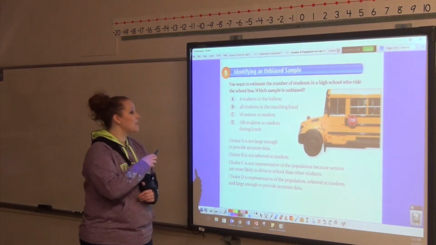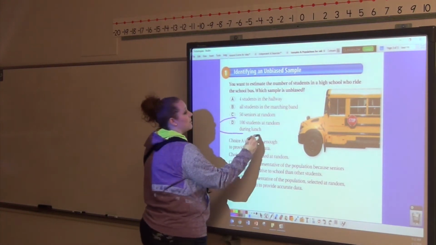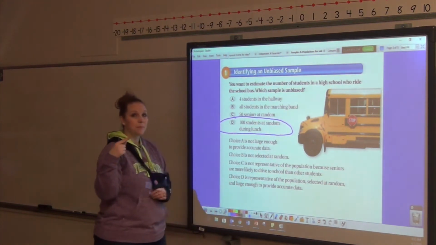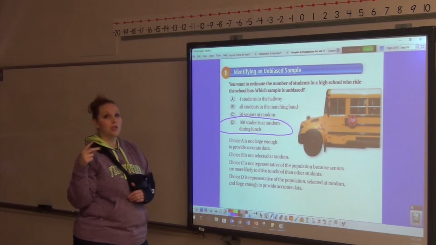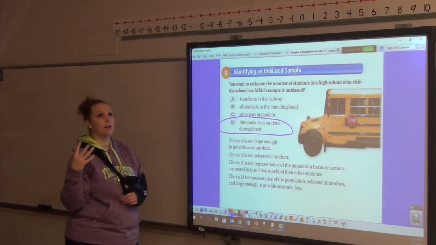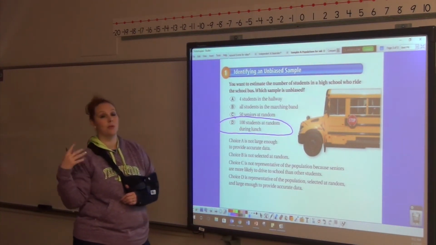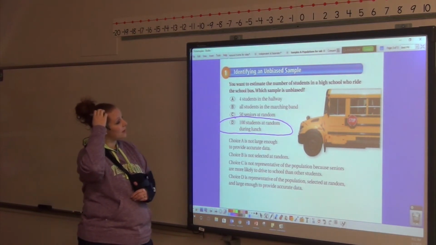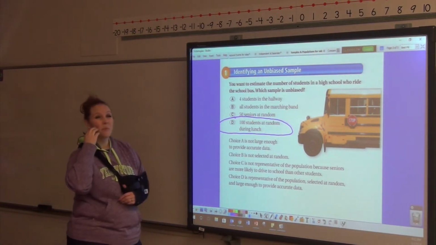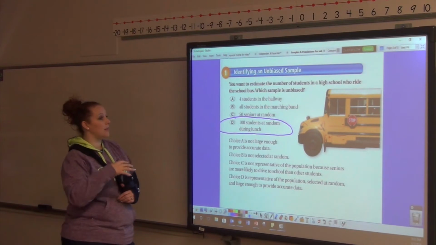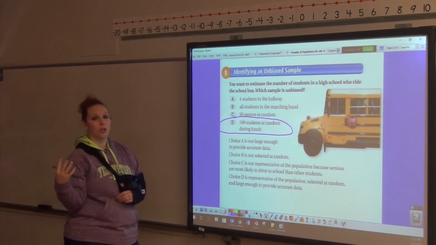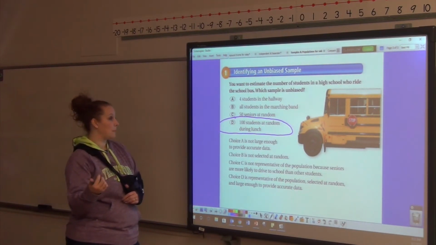100 students at random during lunch. This is going to be your best one. It's random, okay? It's during lunch, so most of the students will be there. It doesn't mean you have to be in the lunchroom. You could be talking to students who are leaving, but you need to make sure it's random and it represents all of the groups in the school.